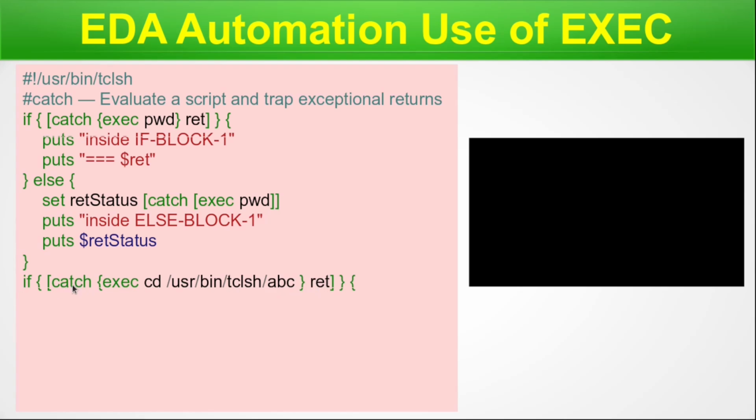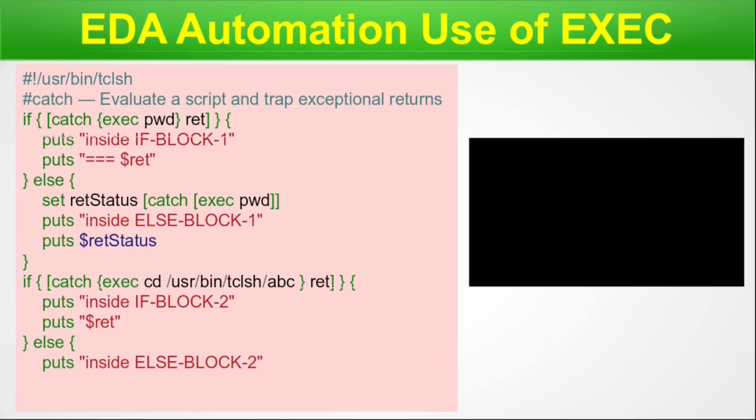So here it is very similar. Catch, here it is catch, here is the execution, and here is the return. So next, I'll print it inside if block 2. This is the second if-else block, and I print the return value. I start the else, then we print inside else block 2, and we execute in a similar fashion. Here also we set the return status, and then catch, exec, whatever it is. And I close the else block here.